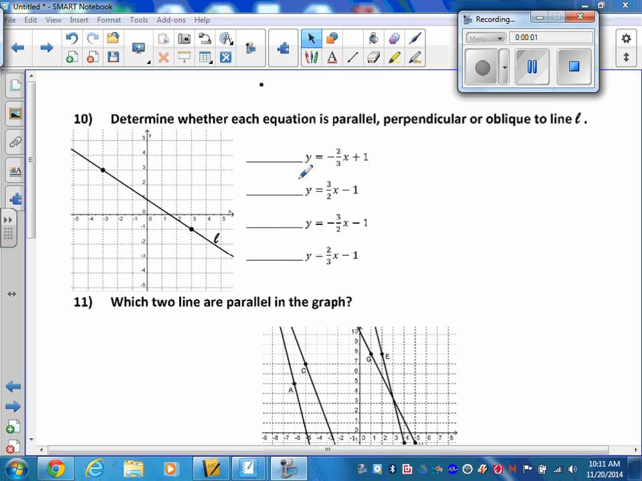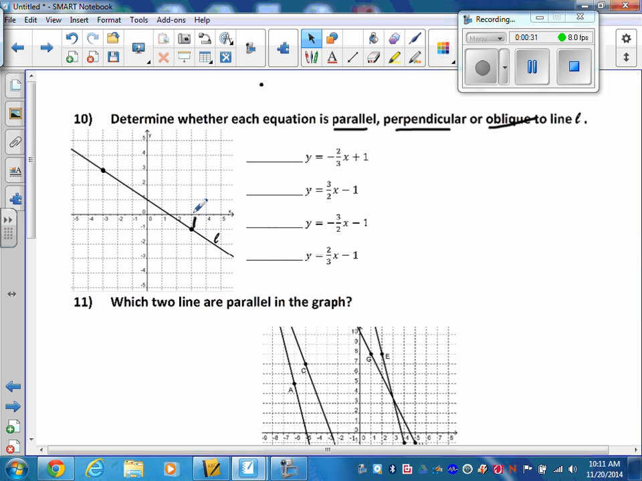So here's part 3 to the video that is our review. So in question number 10, we want to take a look at parallel, perpendicular, or oblique. So again, we want to see what the slope of this line is, and I'm going to use these 2 points that you see we have indicated, and this is going to be a negative slope.